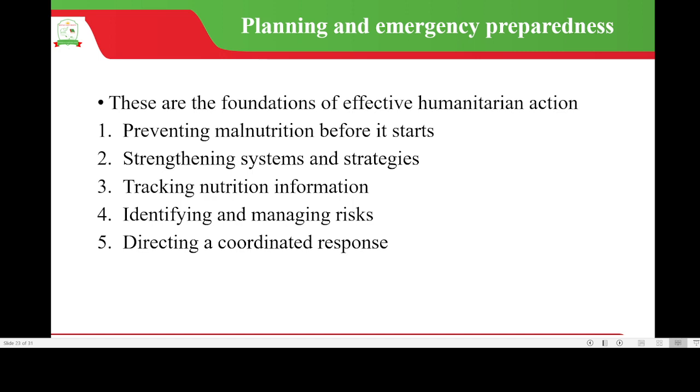Planning and emergency preparedness. These are the foundations of effective humanitarian action, such as preventing malnutrition before it even starts, strengthening systems and strategies, tracking nutrition information, identifying and managing risks, and also directing a coordinated response.